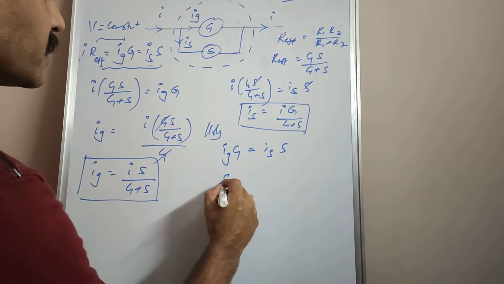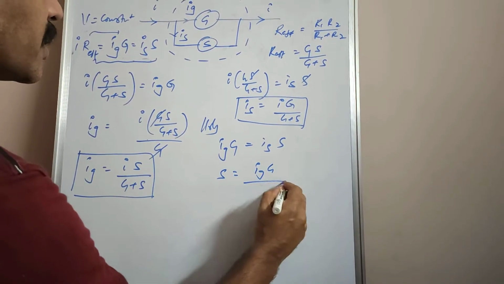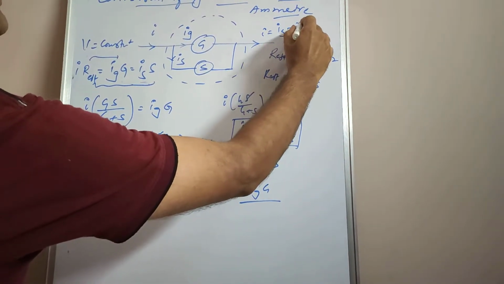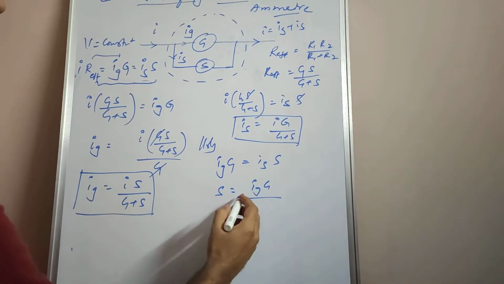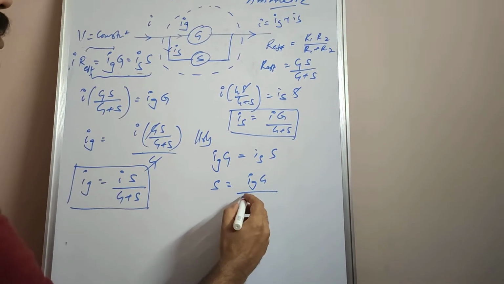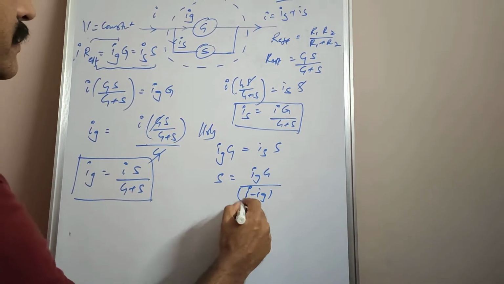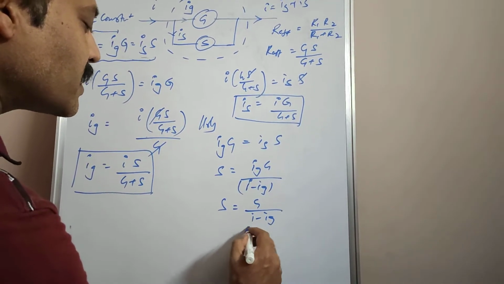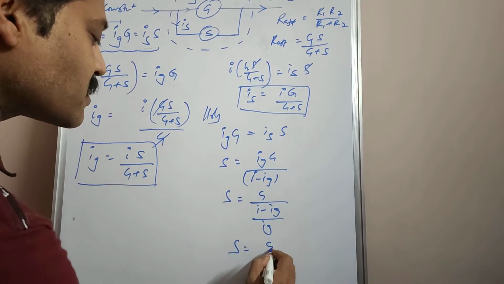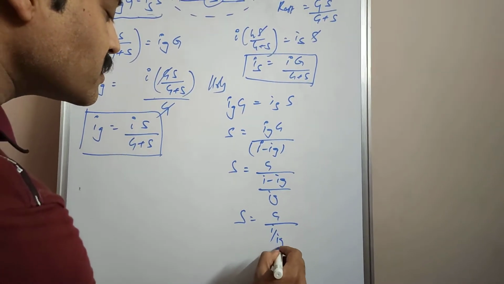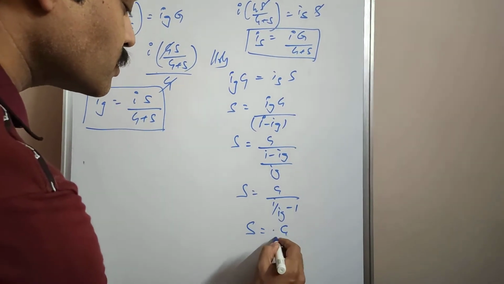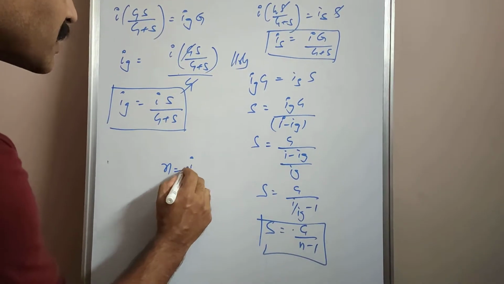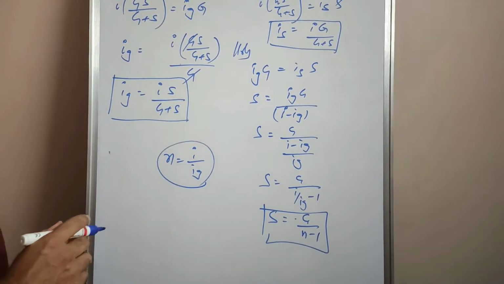So now we want to find the shunt resistance. So IGG by IS. So IS means we can take total current I is equal to IG plus IS. So from that you can take IS value as I minus IG. So that implies S equal to G by I minus IG by IG. So you will get S equal to G by I by IG minus 1, where S is equal to G by N minus 1. So where N is called the fraction of total current that is passing through the galvanometer.